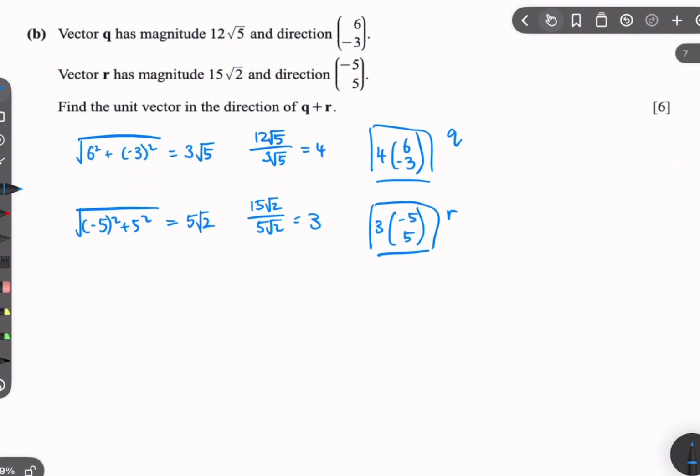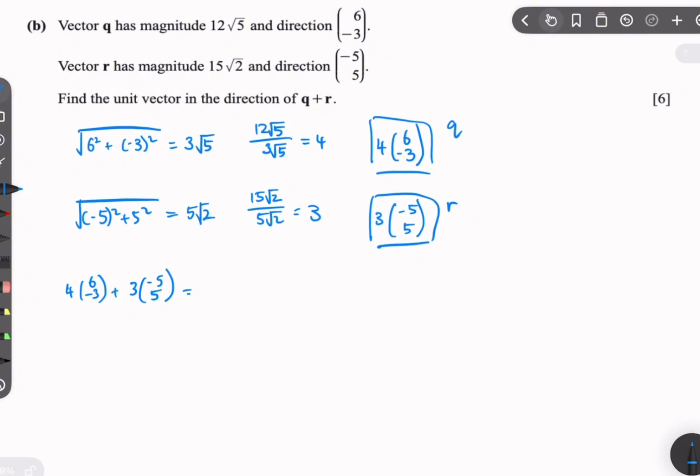Okay, now we need to find the unit vector in the direction of Q plus R. We have the actual values for Q and R, so we can add them up first. And for vectors, you just add them normally. So it will be this.